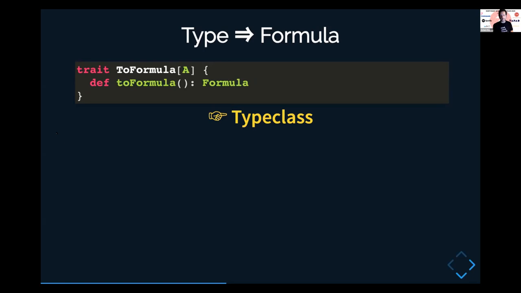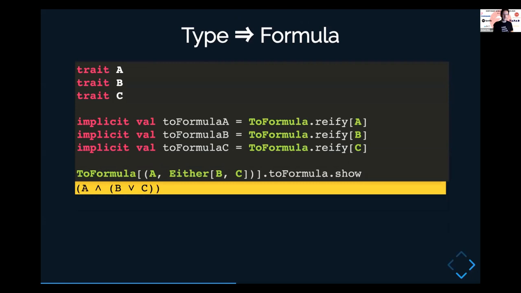Here's an example of using that type class. I just made some bogus example traits. I need to reify, which means to turn this type into a value. So I'm going to construct an instance of the ToFormula type class for type A, for type B, for type C. They're implicit, so they get looked up. And then with a bit of other stuff, I can summon the instance. I can say, give me the converter that turns this type into a formula, and I can call it, and then I can show the result, and there we go. Ta-da! What I've done here is that the only input to this expression is a type, but what I get out is a value. I get a representation of my type.